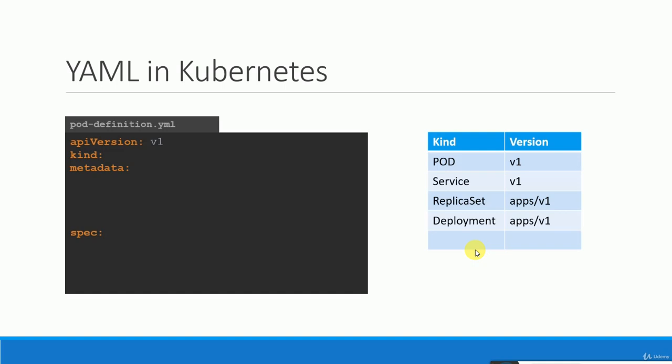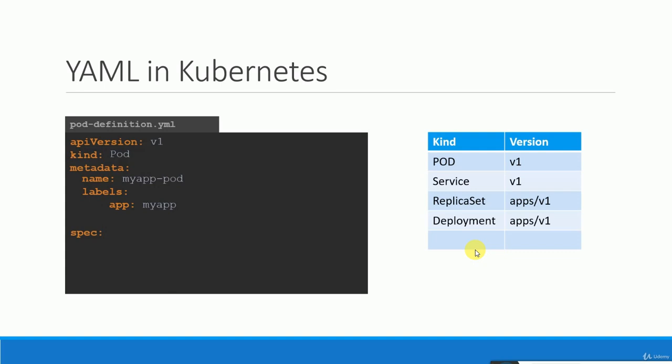Next is the kind. The kind refers to the type of object we are trying to create, which in this case happens to be a pod. So we will set it as Pod. Some other possible values here could be ReplicaSet or Deployment or Service, which is what you see in the kind field in the table on the right. The next is metadata. The metadata is data about the object, like its name, labels, etc.